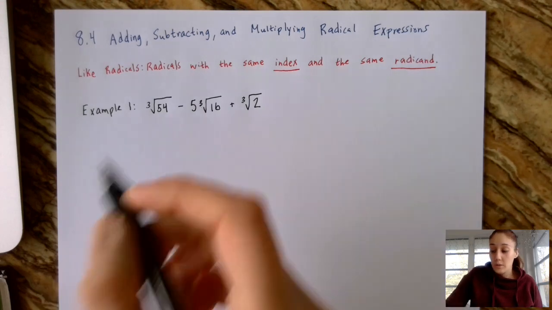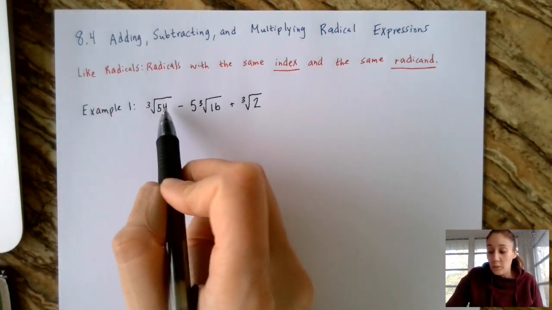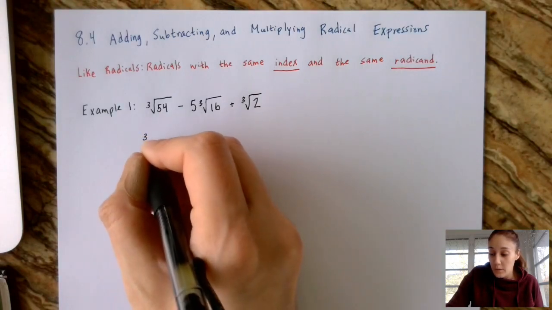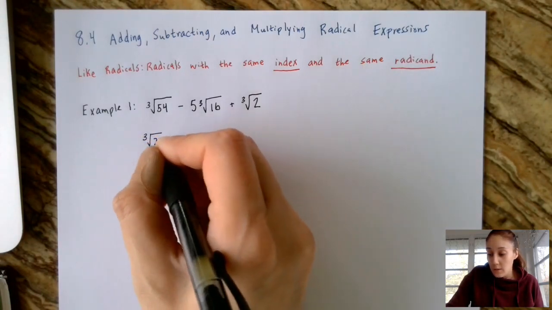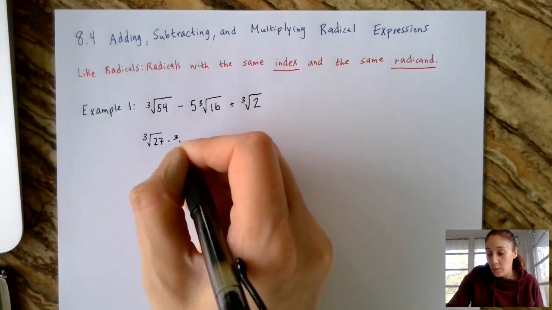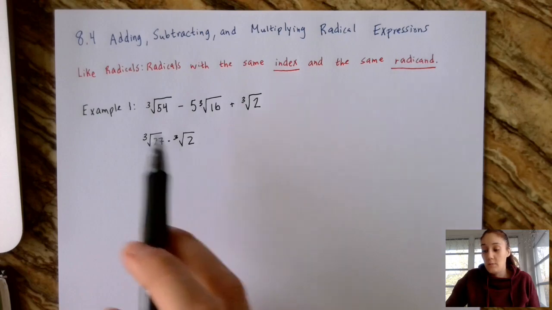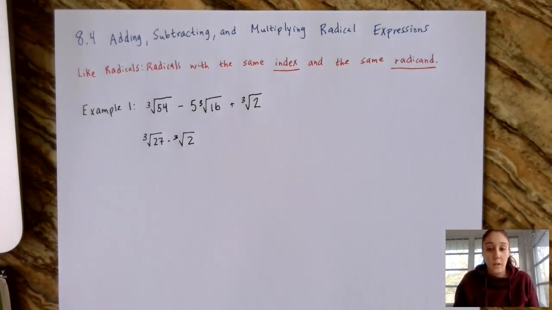Alright, so what I'm going to do is rewrite cube root of 54 as the cube root of 27 times the cube root of 2. And the reason that I want to do that is because 27 times 2 equals 54. And remember that there is the product rule that says that we can separate factors of a radical.